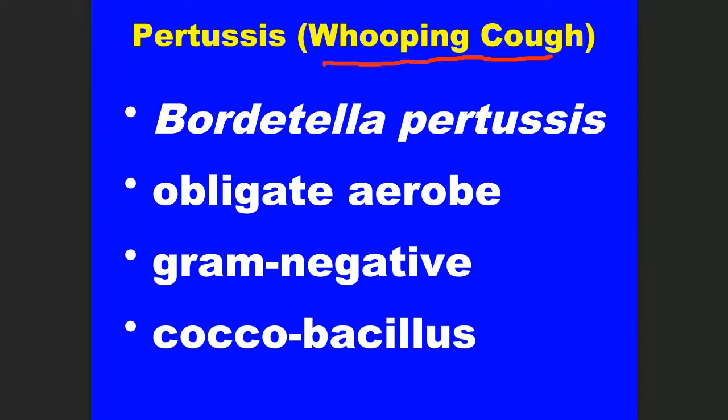gram-negative bacteria. And this bacteria here, it is a bacillus, but it's a very small bacillus. It's so small that a lot of microbiologists call it a coccobacillus, kind of in between a coccus and a bacillus. It's like a really small oval, but technically it's a bacillus. Okay, it's a rod-shaped organism.